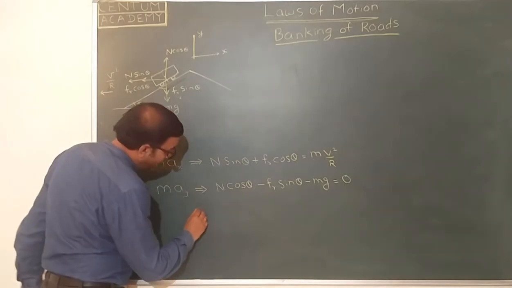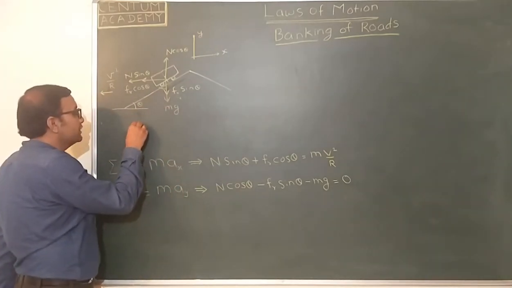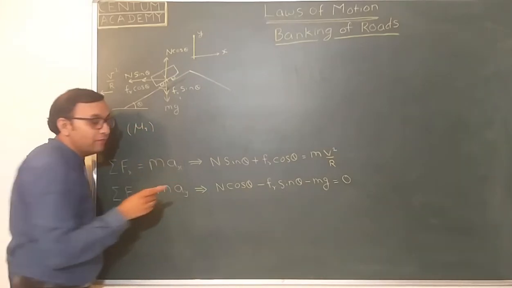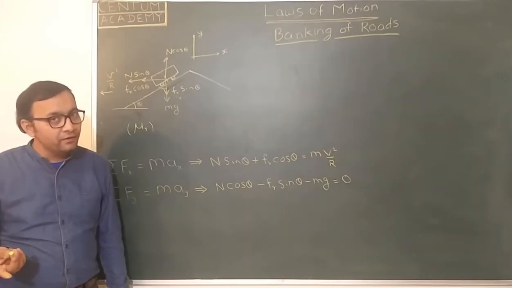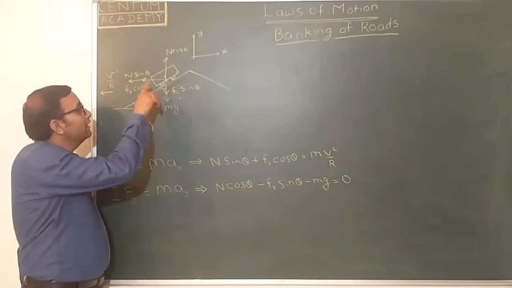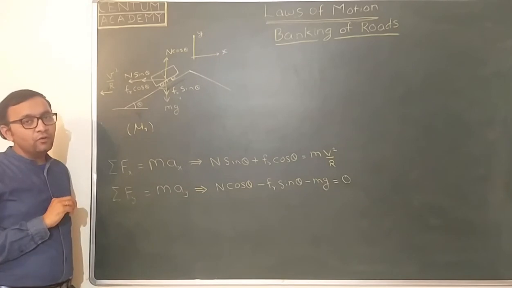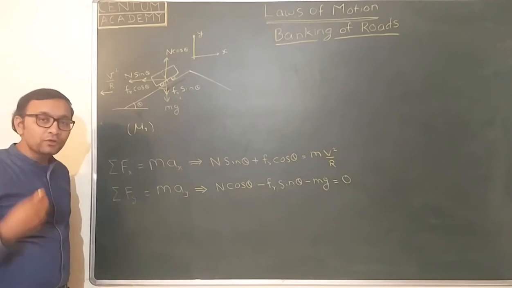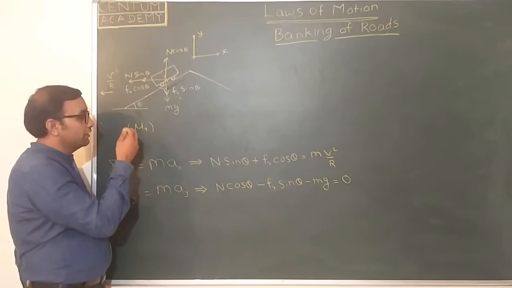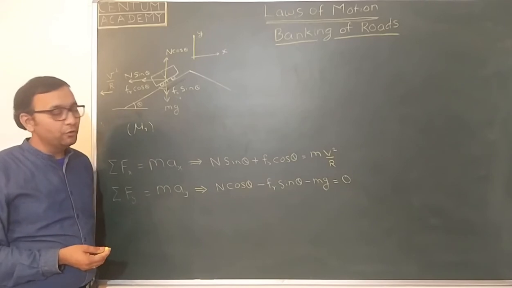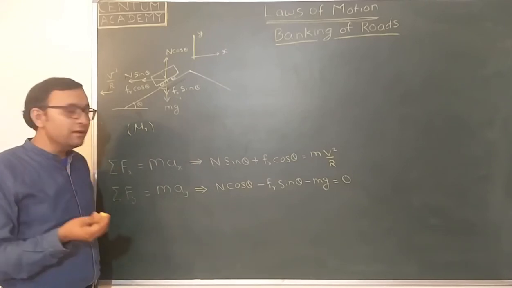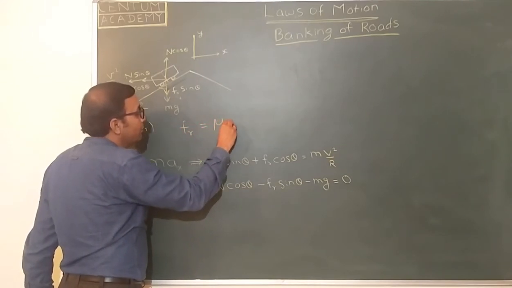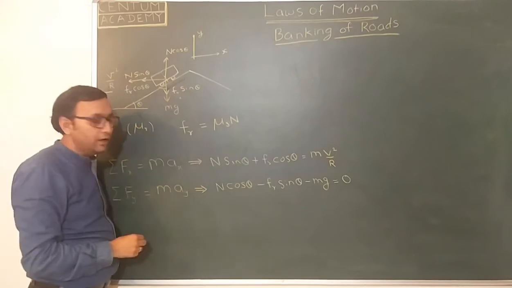Now, what is the value of friction? If the coefficient of friction is mu, let us say mu s is the coefficient of static friction, the maximum value of friction can be mu s into n, right? So will the maximum value of friction be applied right now when I am having maximum possible velocity? The car is about to skid, right? So the friction will apply its maximum possible value, which is mu s times n.